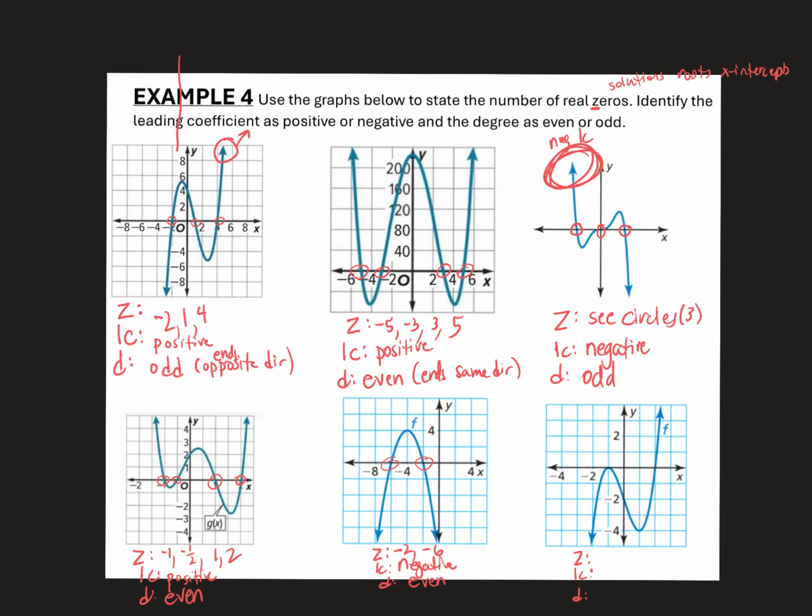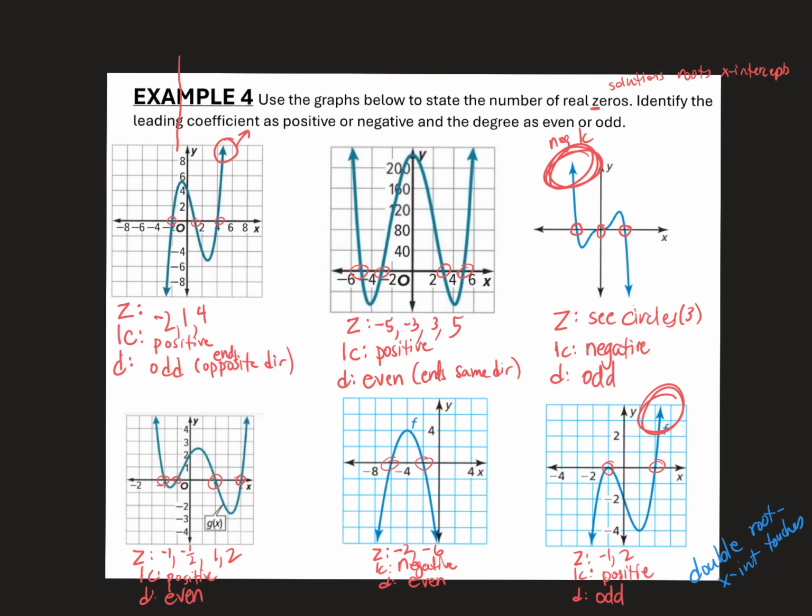And the last one, my zeros are negative 1 and 2. The leading coefficient is positive because the right side points up, and the degree is odd because the ends point in opposite directions. Now, one more thing I want to point out, and then we'll be done with this set of notes. I want to point out what is called a double root. A double root is when the graph touches the x-axis and doesn't cross it. It just touches it and then it turns and goes down. So a double root is where the x-intercept touches.